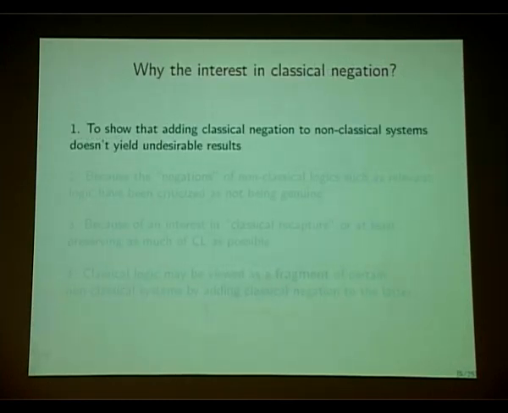Okay, so here are just a couple of reasons why you might be interested, from a paraconsistent perspective, in classical negation. The first one is just what I just mentioned: to show that adding classical negation to non-classical systems doesn't yield undesirable results, namely a collapse into classical logic, for example, or getting non-conservativity, so you get formulas in the base language that you didn't want when you add classical negation.